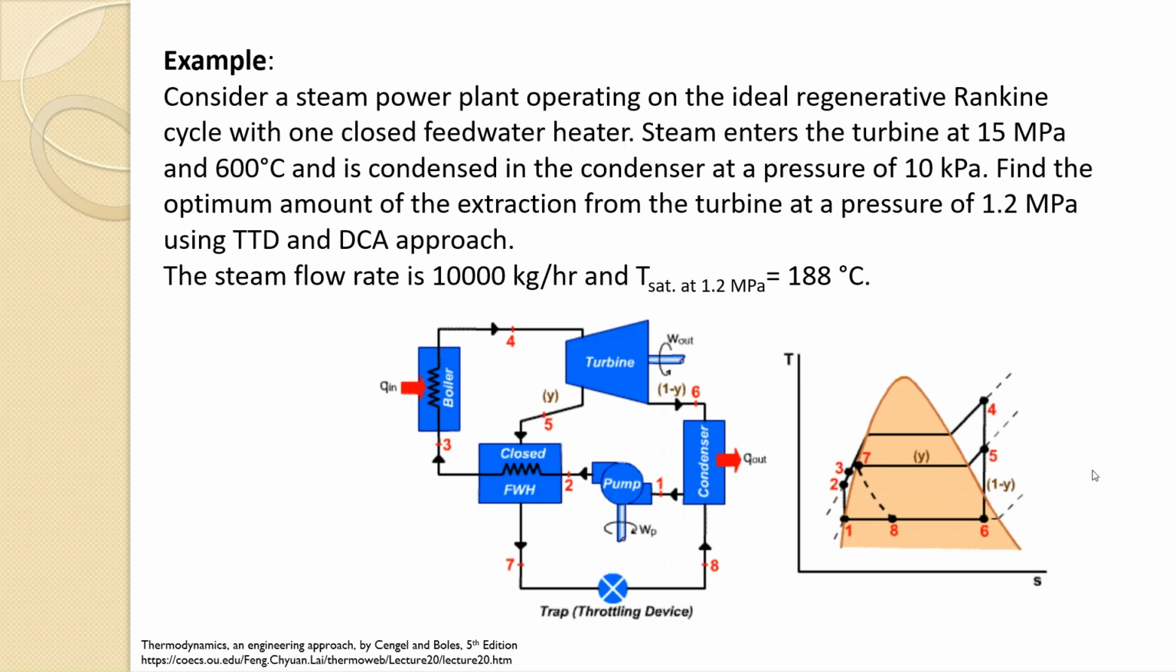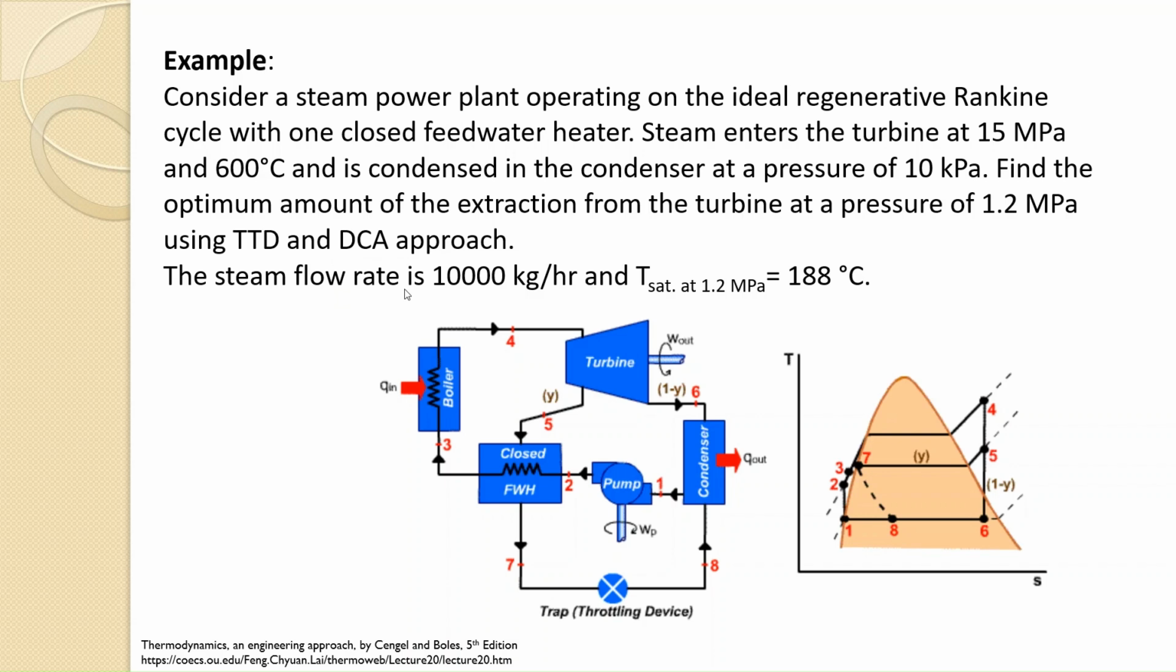Consider a steam power plant operating on the ideal regenerative Rankine cycle with one closed feed water heater. Steam enters the turbine at 15 megapascal and 600 degrees C, and is condensed in a condenser at a pressure of 10 kilopascal. Now we want to find the optimum amount of the extraction from the turbine at a pressure of 1.2 megapascal using TTD and DCA approach.